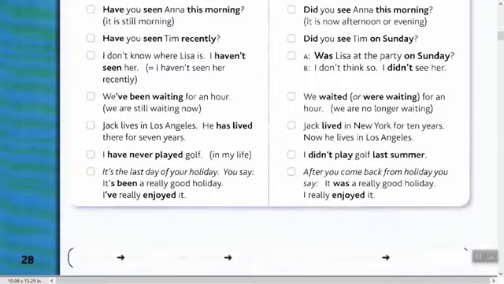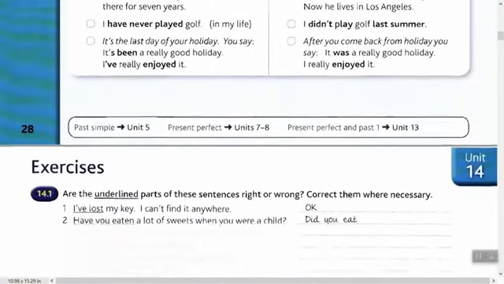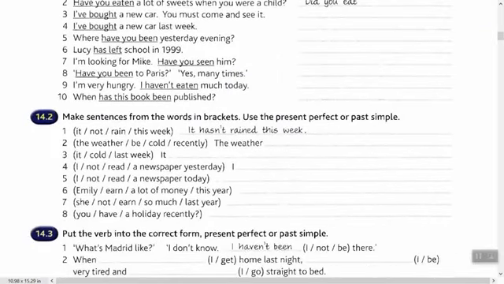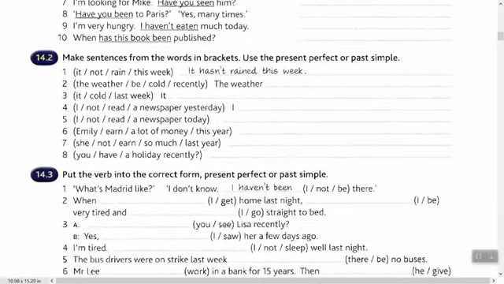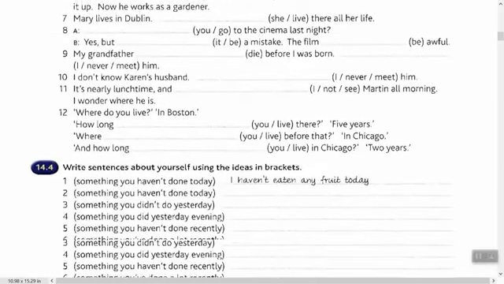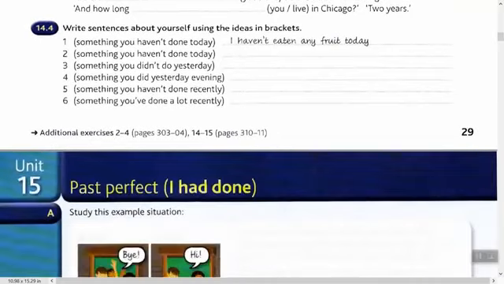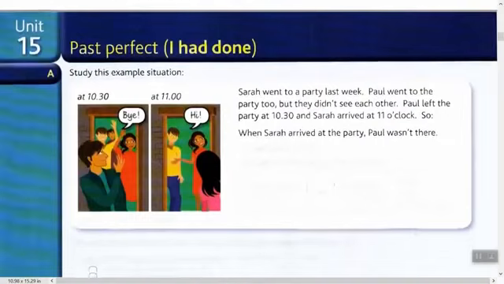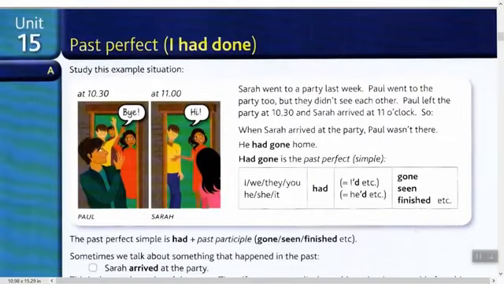We are going to talk about past perfect. We talked about the present perfect, and now we are going to talk about past perfect. Past perfect and past perfect continuous. Unit number 15. I had done. This is the structure. I had done. Past perfect.